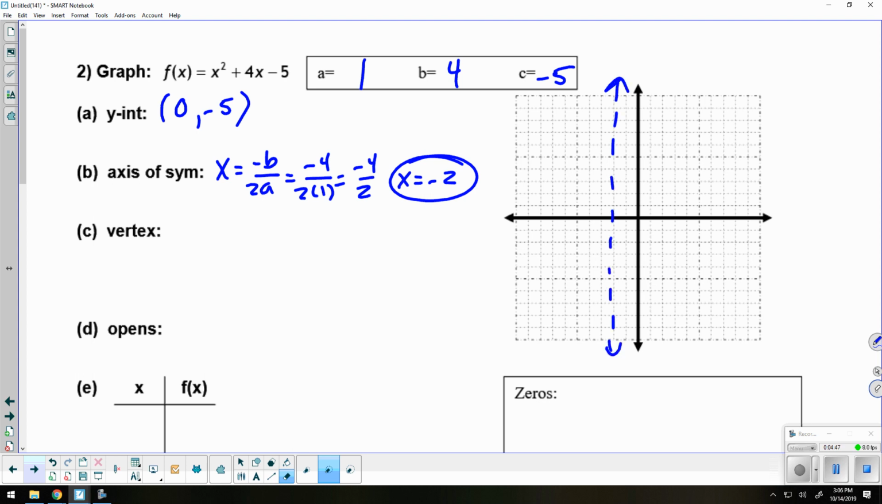Okay, again, our parabola is going to be on that dotted line. So as I mentioned in the last section, where your axis of symmetry is, you're not going to have a parabola going somewhere over here. So it should be on that dotted line.